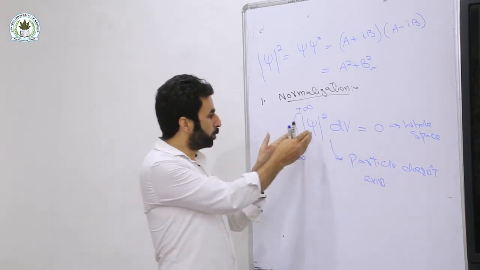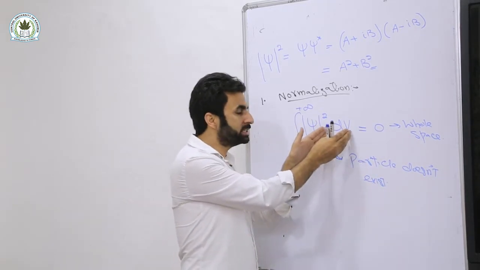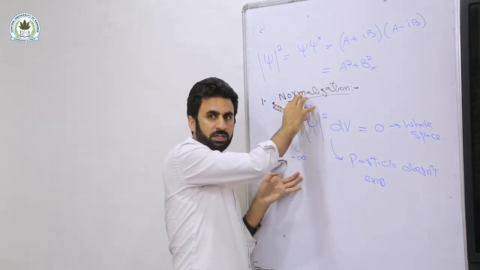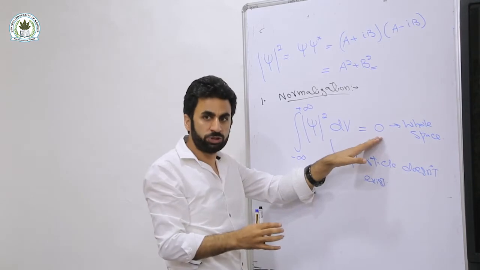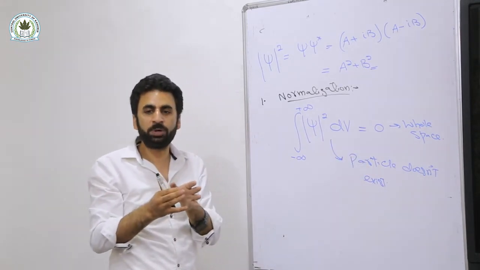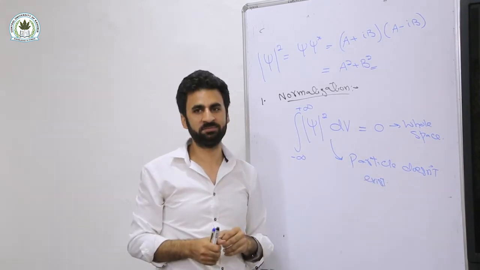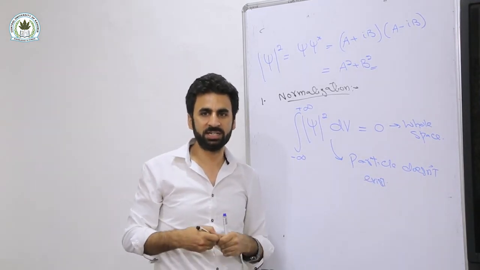It means the probability of finding a particle over some volume interval or whole space, because these limits indicate the whole space, is equal to 0. Once the probability of finding a particle in whole space is 0, it essentially means the particle doesn't exist.